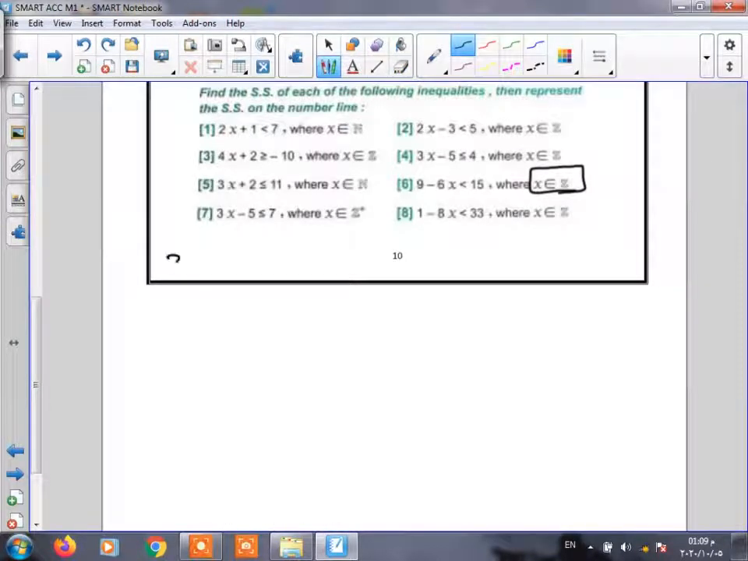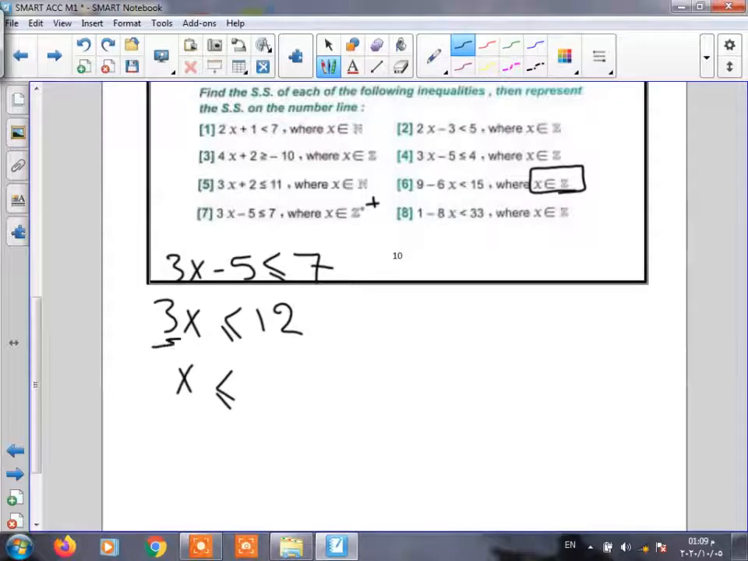Here I have 3x minus 5 smaller than or equal to 7, where x belongs to Z positive. Okay, this one is Z positive, meaning all the positive numbers except 0. Here's 3x. I will move the negative 5 to the other place by making it plus, equal to 12. Then x is smaller than or equal to 12 divided by 3, which equals 4. So x is less than or equal to 4.